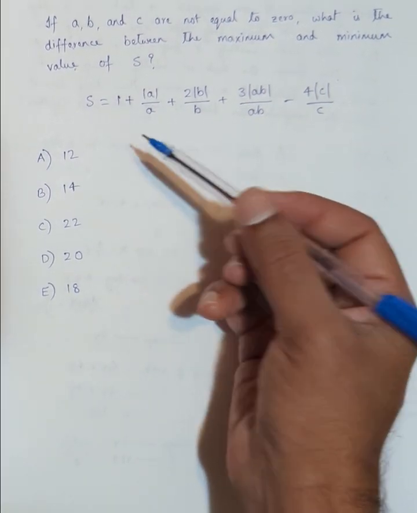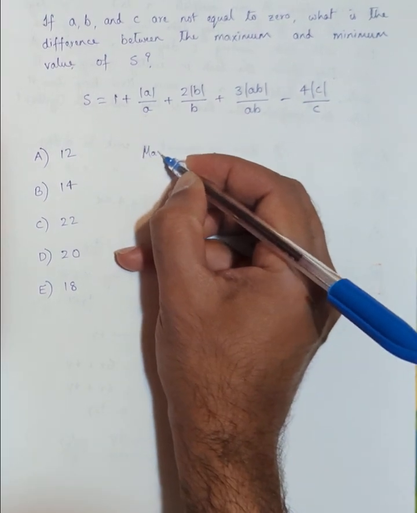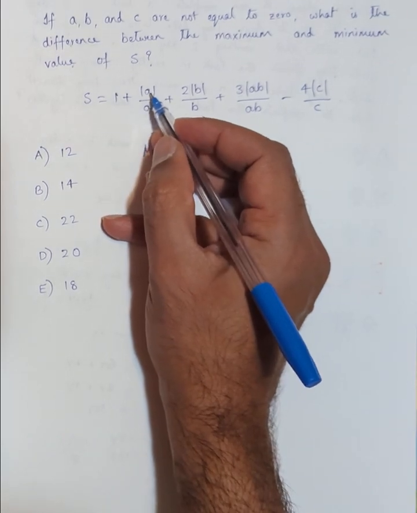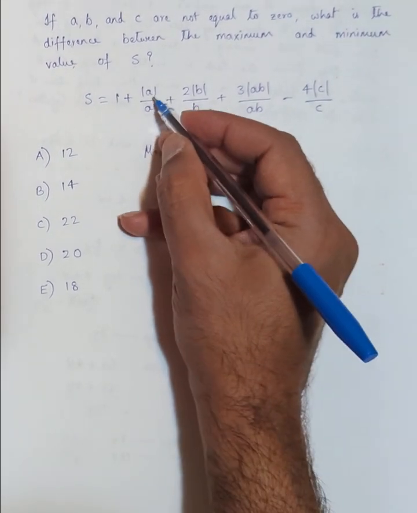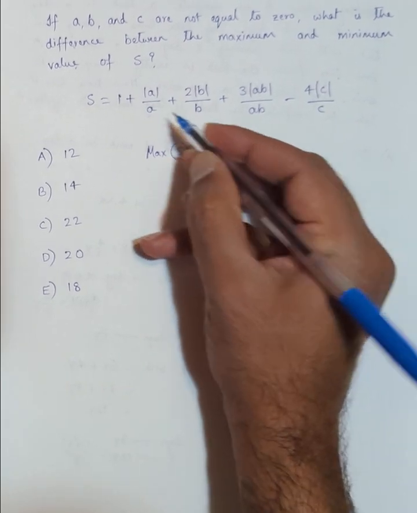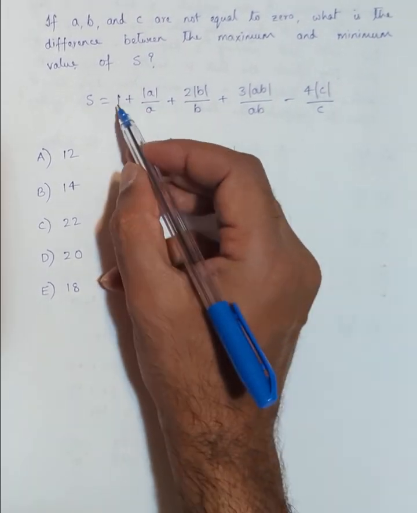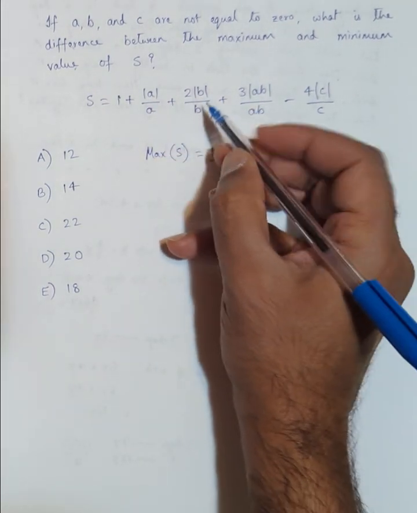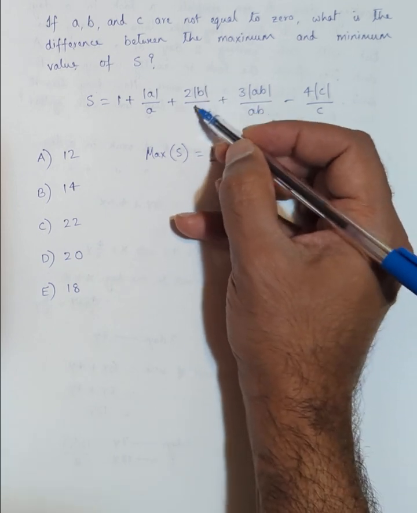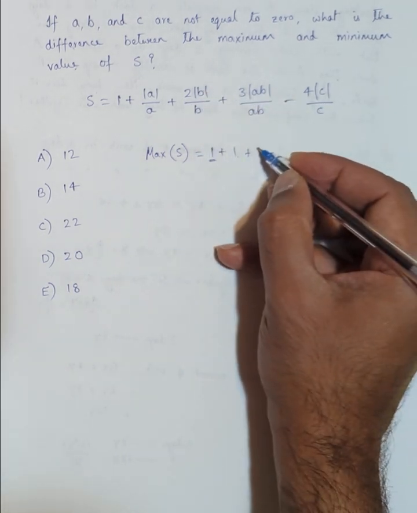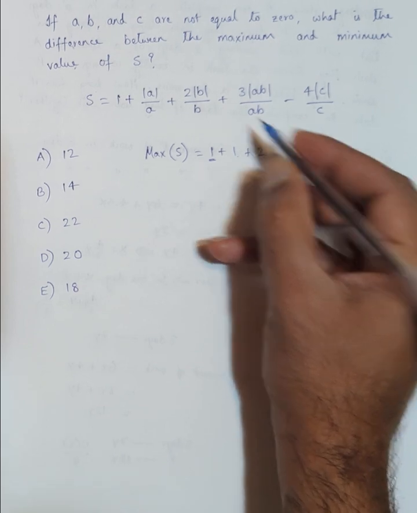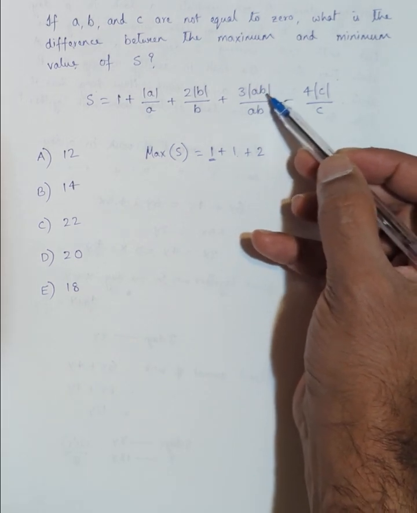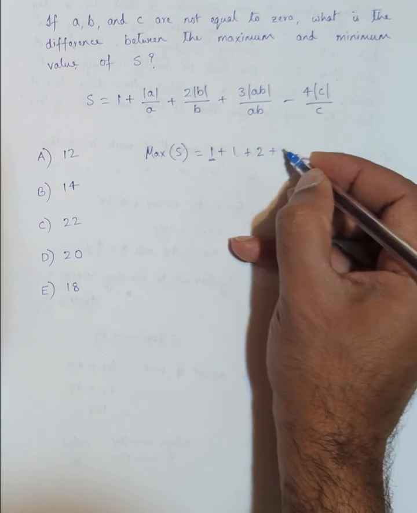Now, if I want the maximum value for S, what I want is for A to be positive, which means this ratio will be 1. So this 1 is constant, is the same, and this will be 1. We want maximum, which means we want this also to be positive. So we are taking B also to be positive, and then that ratio is 2. And if both A and B are positive, notice AB will be positive. So this ratio will be 3.